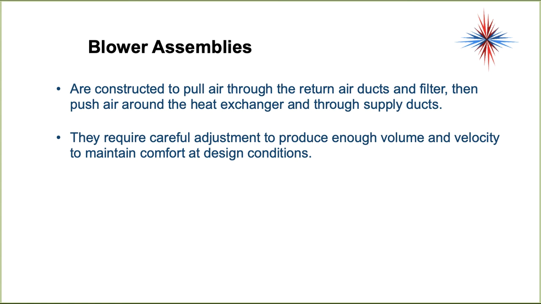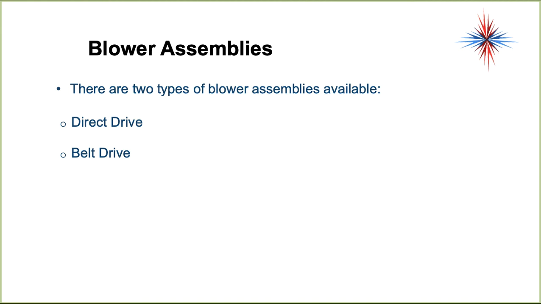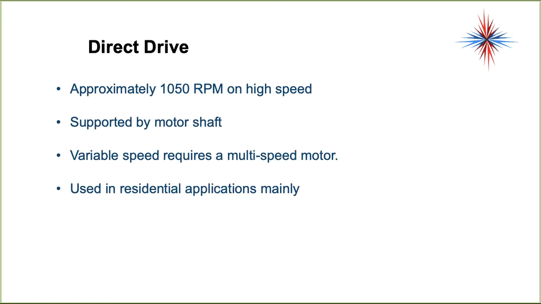Volume is measured in cubic feet per minute, or CFM. Velocity is measured in feet per minute, FPM. You have to have both in order to maintain comfort at design conditions. There are two types of blower assemblies available. One is direct drive, one is belt drive.